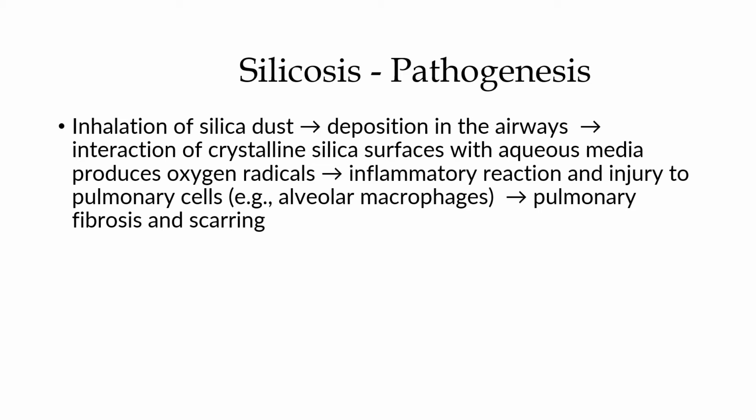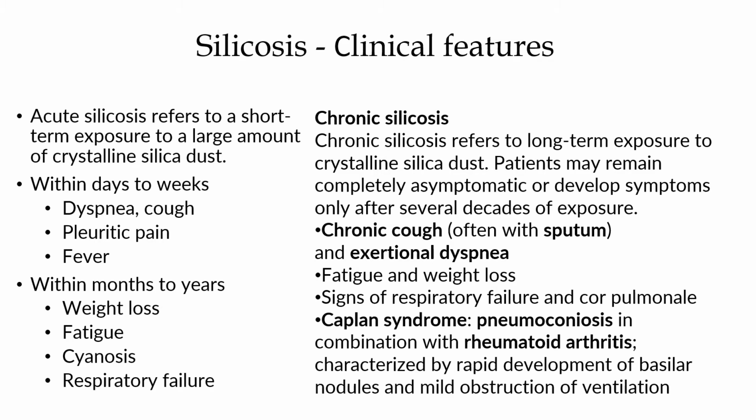Pathogenesis: inhalation of silica dust, then deposition in the airways, then interaction of crystalline silica surfaces with aqueous media produces oxygen radicals. Then inflammatory reaction and injury to pulmonary cells, for example alveolar macrophages. And last, pulmonary fibrosis and scarring.